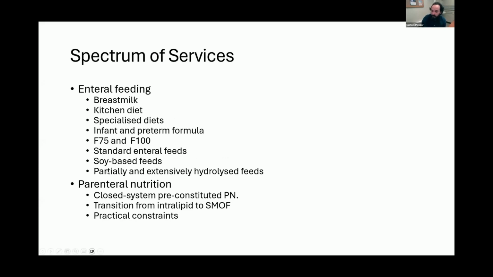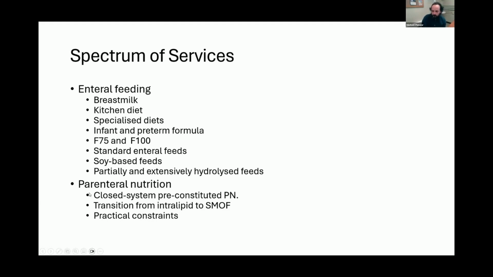We offer feeding via nasogastric tube, for some patients via nasojejunal tube, and then for quite a large number of patients via surgical gastrostomy. But we have the full spectrum of enteral feeding options that include breast milk. We have kitchen diets, specialized diets, but then also standard and preterm formulas, F75, F100, standard enteral feeds, soy-based feeds, partially extensively hydrolyzed feeds. And we also offer parenteral nutrition through a closed system pre-constituted PN framework.